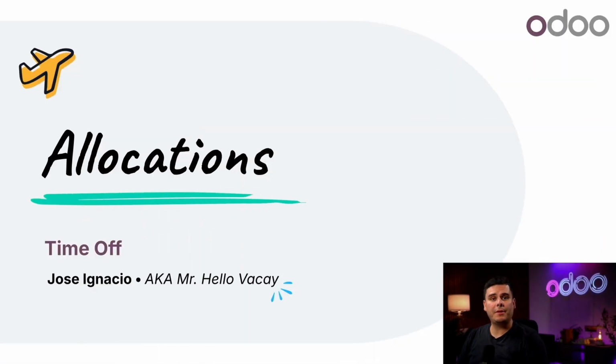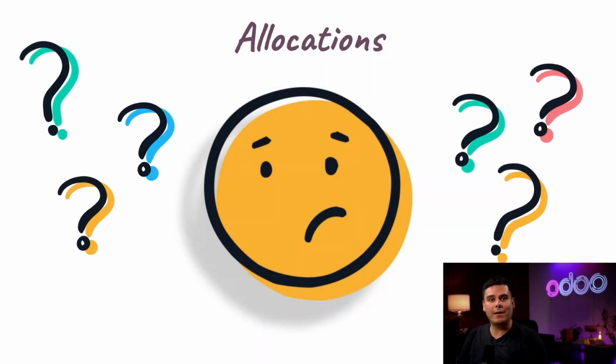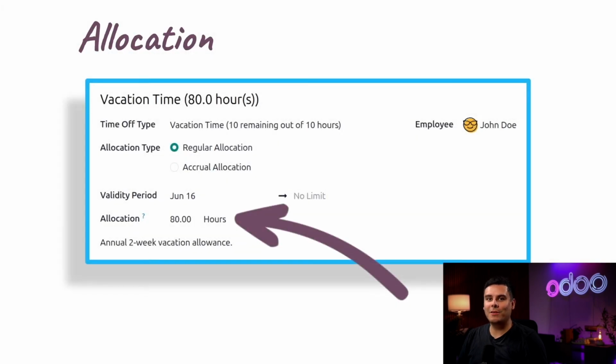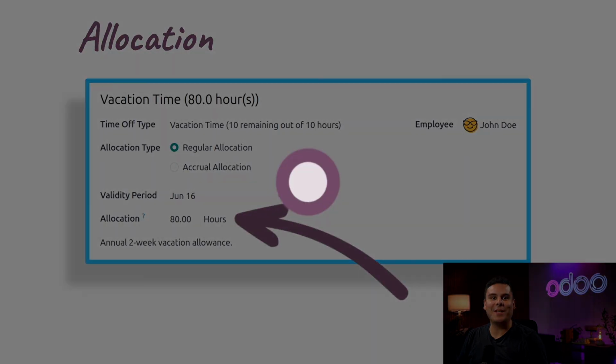Today we're going to discuss allocations, what they are and how they work. Before employees can request and use their time off, they first must be allocated or given the time off to use. So follow me as we grant our employees some much deserved time off.